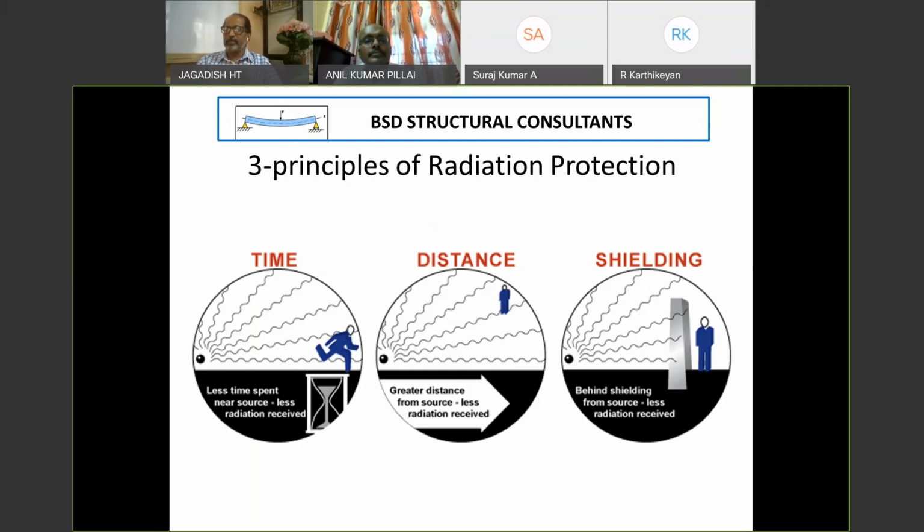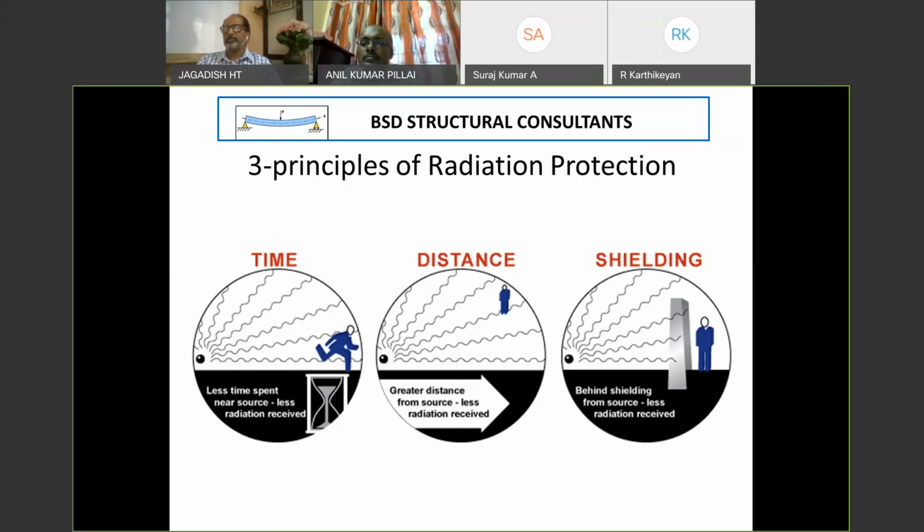I told you that the maintenance people go inside the reactor building for maintenance of the plant. Everything is controlled by the control room. They don't go in a horde of 100 people. No, never. There will be hardly 3 or 4 people going inside. When they go inside, they will spend as little time as possible inside the building.